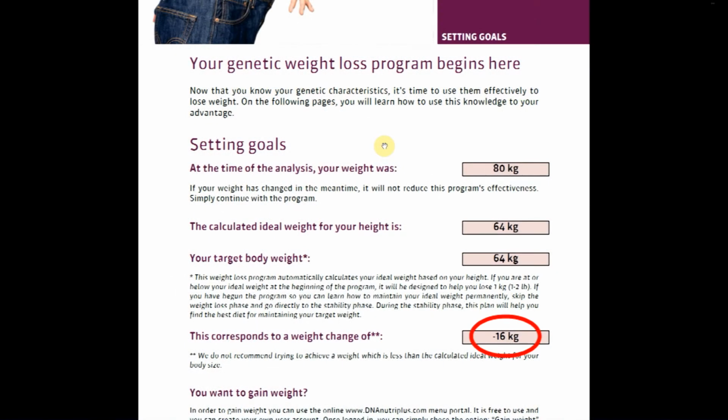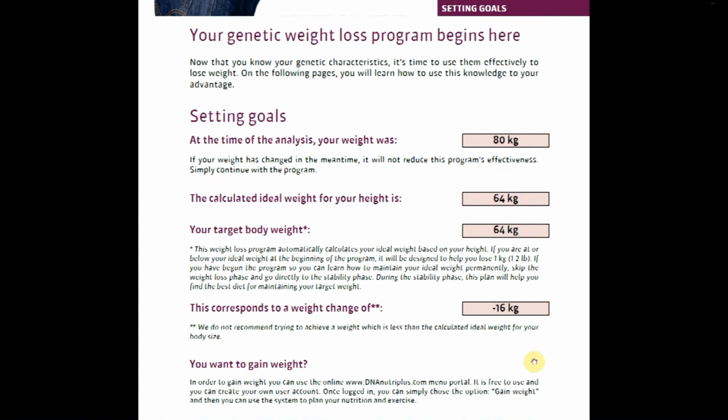So the aim now, in the first phase of the program, is to go from your current weight to your target weight. And this would be, in this case, 16 kilograms. It might be a different number for you.